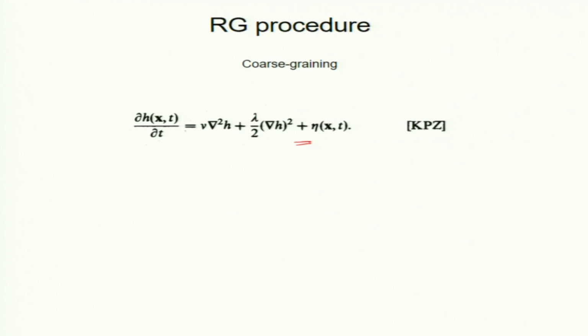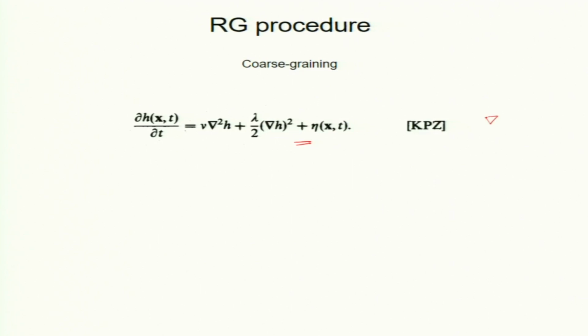So, in fact, let me prove it. I am not going to prove it in full detail, but I will show you how lambda remains unchanged under RG. There are two methods, but one simple method is by Galilean invariance.